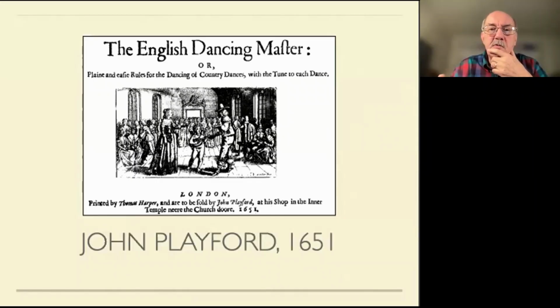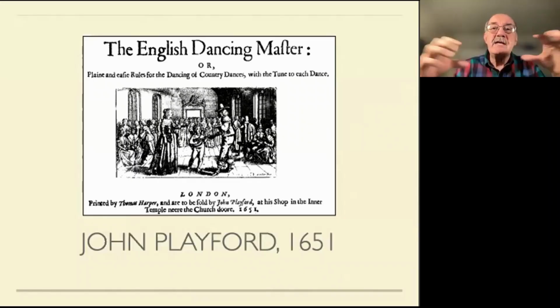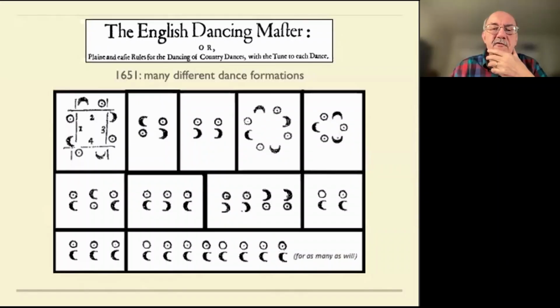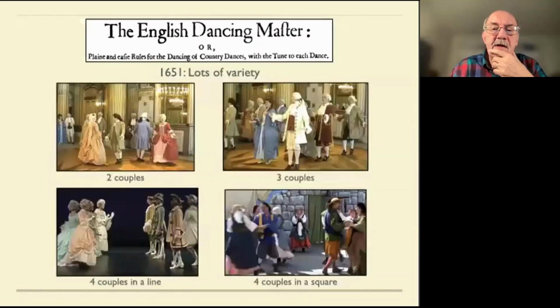About a third of them were long ways for as many as will, meaning as many couples as wanted to could line up in a line. But that was just a third of the dances. What are the rest? They're so-called set dances, dances for two couples, three couples in lines, three couples in a circle, four couple dances. There's a little diagram showing some of the different formations that you might find in Playford, 1651. Incredible variety. And not just in dance form, but, well, I'll talk about that in a minute.